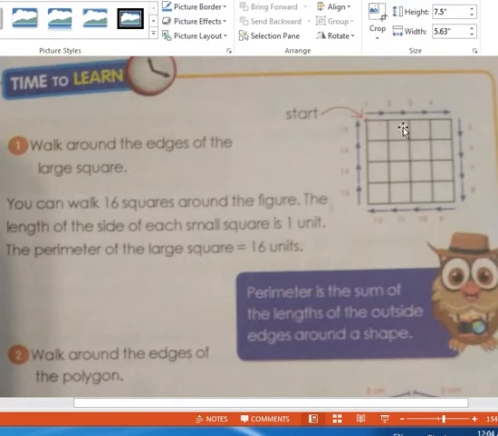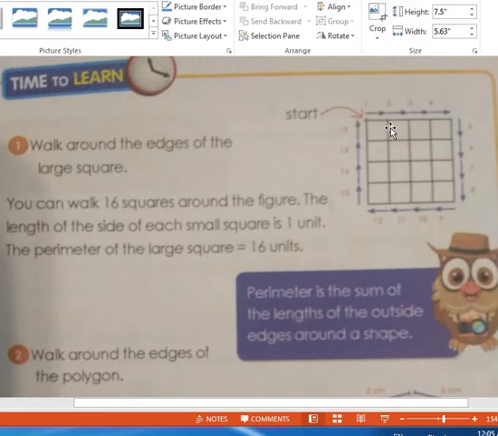So 1, 2, 3, 4. This side is 1, 2, 3, 4. And this side, 1, 2, 3, 4. This side, 1, 2, 3, 4. And this side, 1, 2, 3, 4.